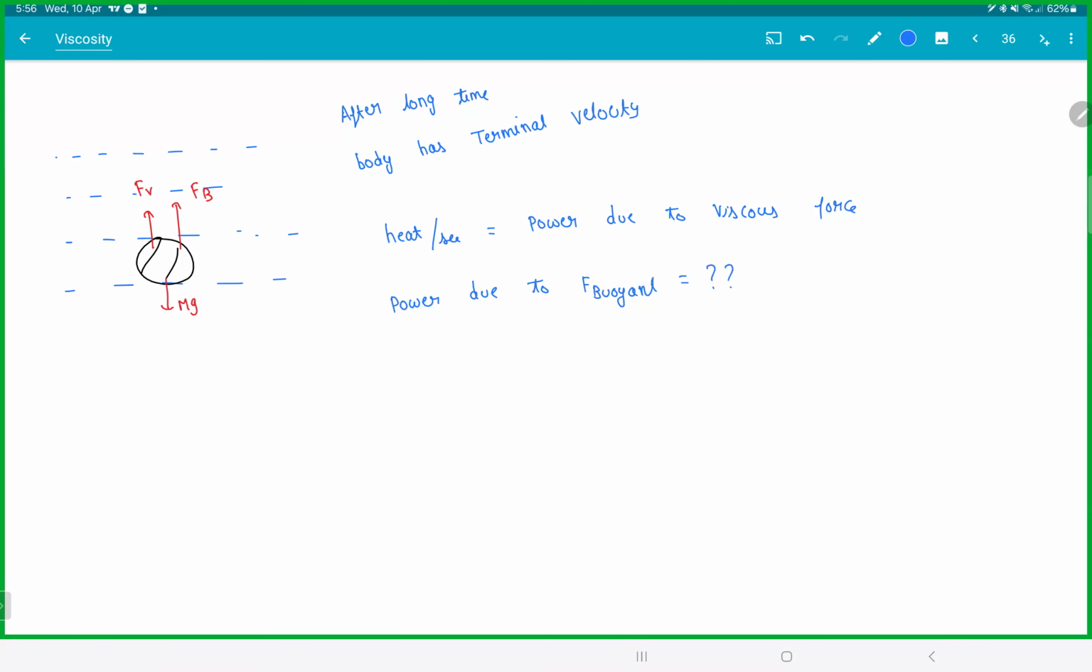Where is this going? For example, let's say in 1 second, this thing falls 1 meter in height. So how much potential energy did you lose? mg times 1. In this, some part of the energy became heat. That is done by viscous force. So remember, only viscous force is a dissipative force. It's like friction. It produces heat. Fair enough. But some part of it is the buoyant force. What is this buoyant force doing with that energy?